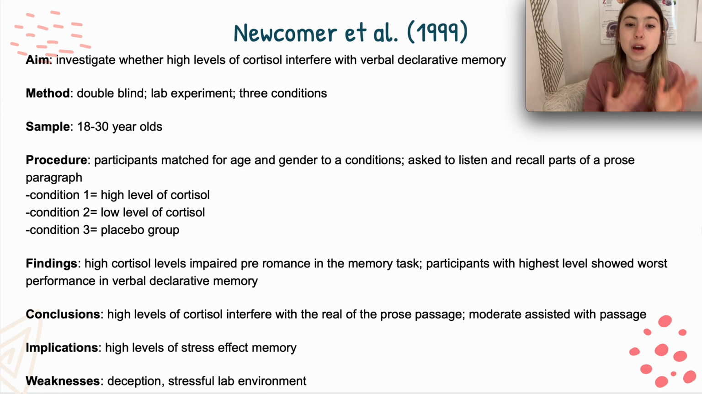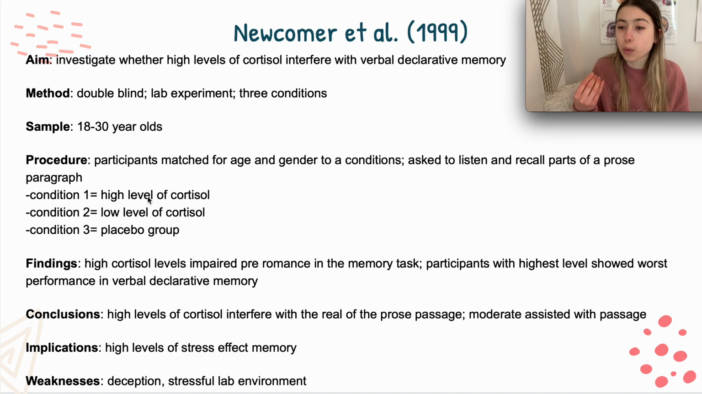So for this study, they had a double-blind experiment in a lab. So double-blind means that the researcher and the participant don't know, like no one knows what group they're in, or what condition in this case. And there were 3 conditions. So the first condition was a high level of cortisol.